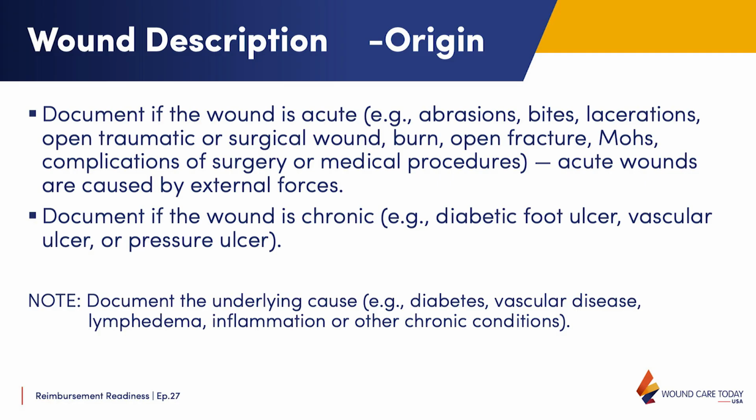Also, document any underlying cause, such as diabetes, vascular disease, lymphedema, inflammation, or other chronic conditions when you are describing the origin. That plays an important part in deciding which codes to utilize in describing the case. So let's talk a little bit about description of treatment results.